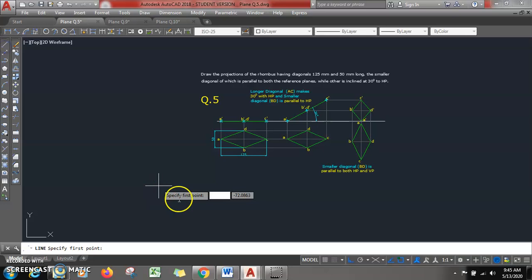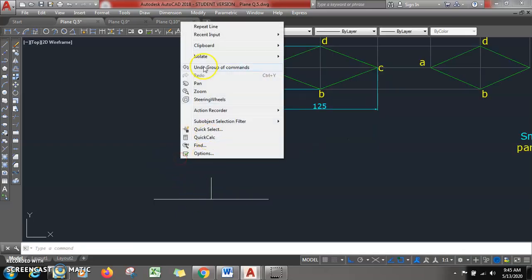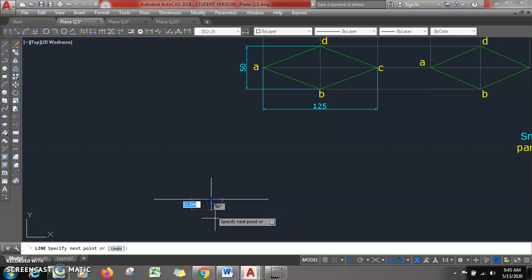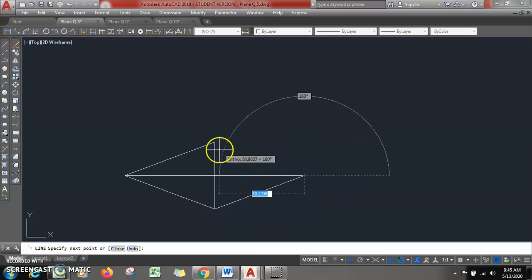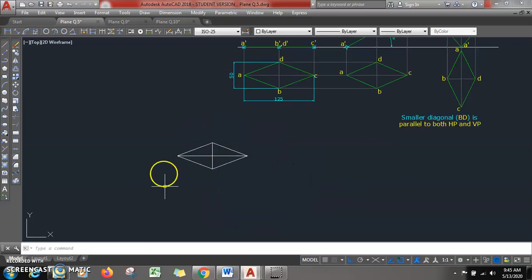So how do we draw it? First of all, I will draw one horizontal line of 125. Then from the center of 125, 25 mm above, and I will draw another line from the midpoint 25 mm below. So these are the diagonals. We know for a rhombus the diagonals bisect each other. Join all these points like this. So this will be your rhombus ABCD.